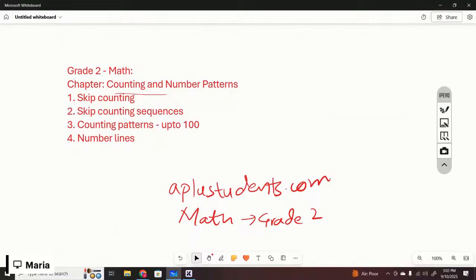We're going to start with the chapter counting and number patterns. The lessons we're going to cover today are skip counting, skip counting sequences, counting patterns up to 100 and number lines. So please make sure you have your notebook and pencil so that you can note down the important examples and definitions as well.